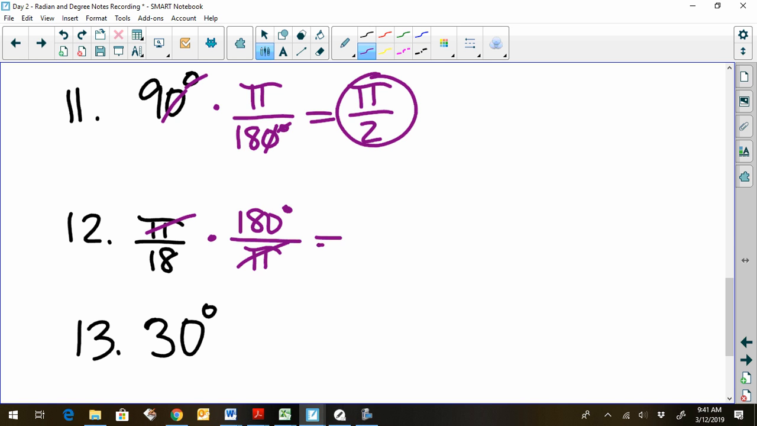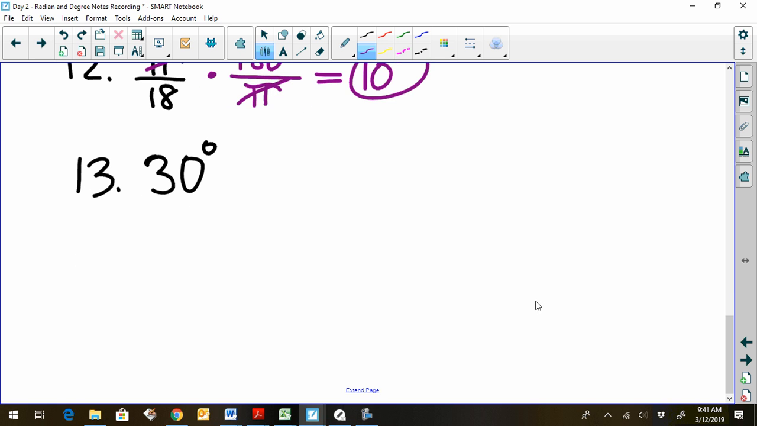180 divided by 18, we end up with 10 degrees. Good, the last one is 30 degrees here. So 30 degrees, we want it to be in radians, so we'll multiply by pi over 180, because then our degrees can cancel. We also see that we have 30 and 180. Well, the zeros can cancel off as well, because I can divide both of those by 10, and then those would cancel. And 3 and 18.